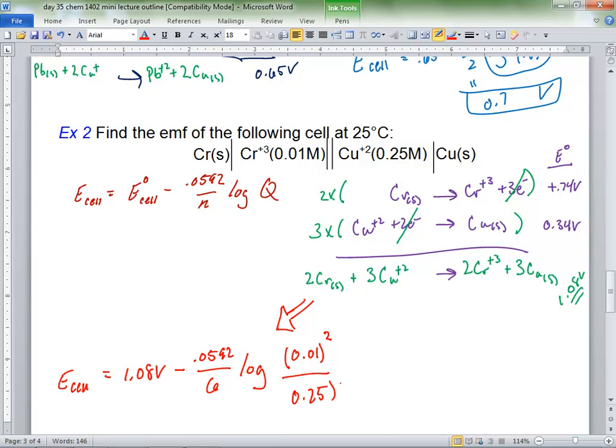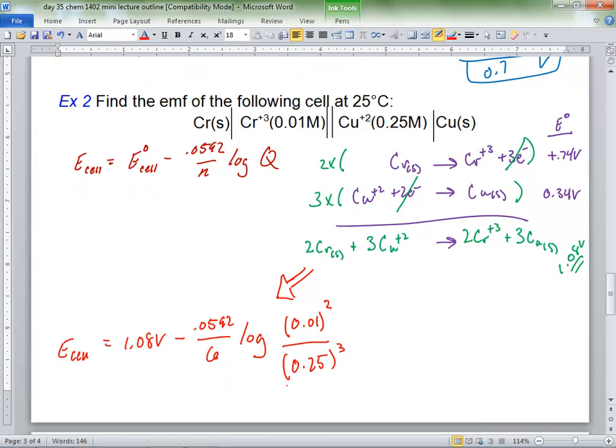What did you get, guys? Okay, there's my setup equation. I got an E0 cell to be 1.08 volts. The number of electrons that canceled was 6. Okay, these are the stoichiometric coefficients.